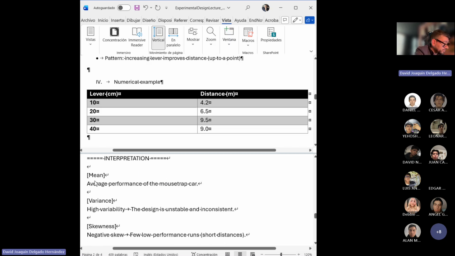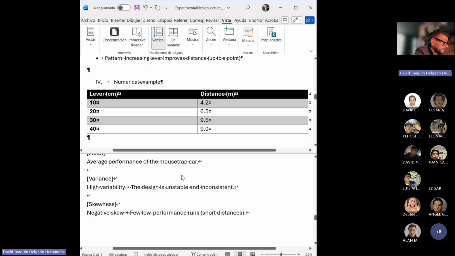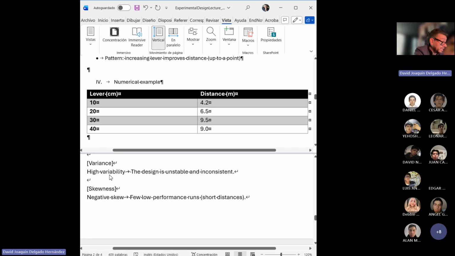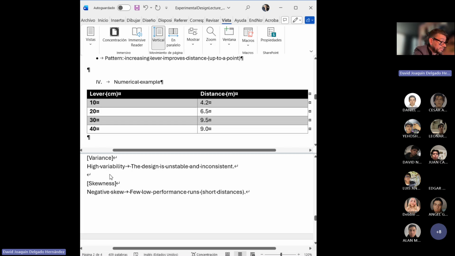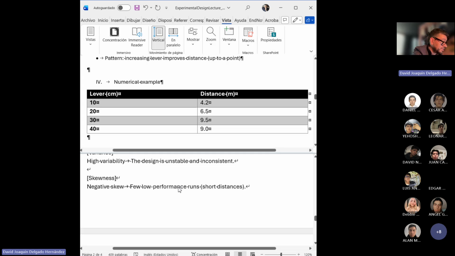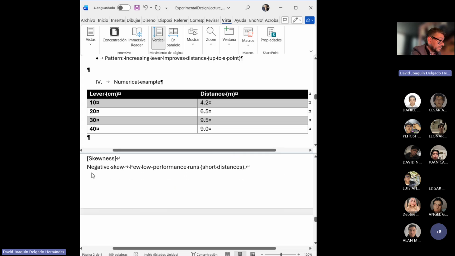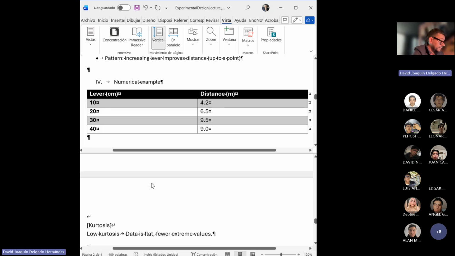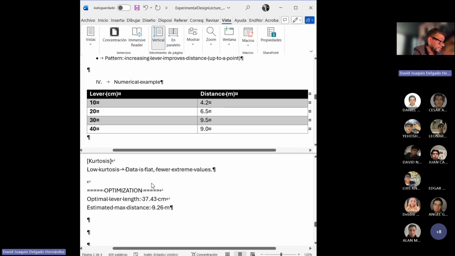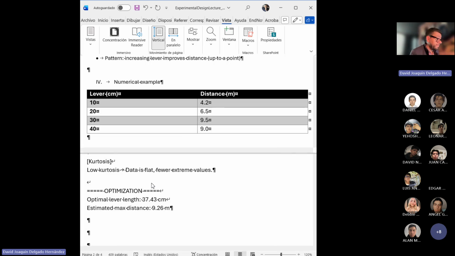So let me put here the interpretations. For instance, the mean is the average performance of the mousetrap car. The variance means if you have high variability, the design is unstable and inconsistent. The skewness, a negative skew, means few low performance runs, short distances. So just in this case, just one, 4.2, was very low. And the kurtosis means that the data is flat. It is not a sharpened shape, but it is flat, okay?